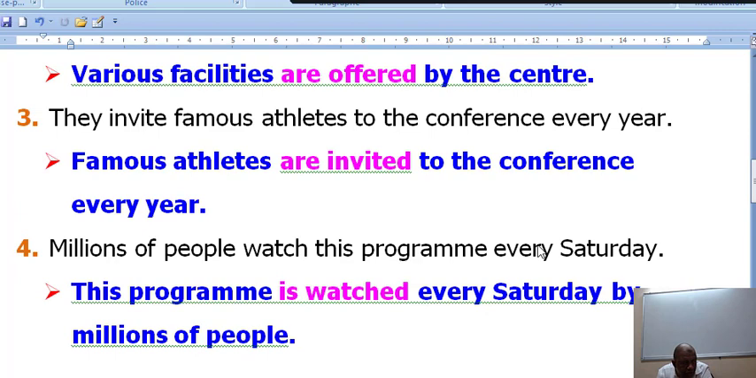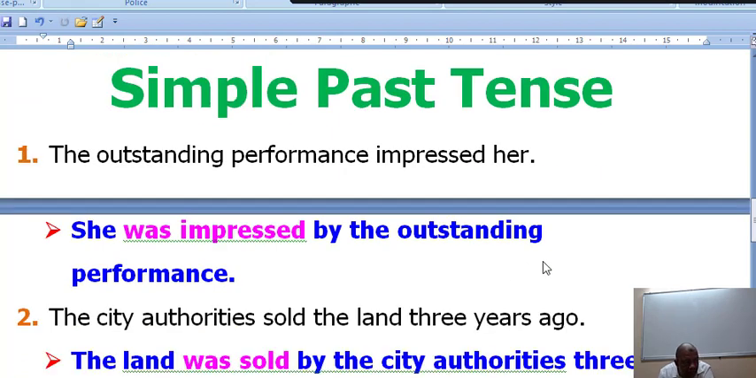Number 4: millions of people watch this program every Saturday. This program, this is the complement, it is singular, therefore we bring is. We should not use are. So this program is, watch becomes past participle, watched. And we continue this sentence till the end, every Saturday. And we use here by millions of people. Either you write it or you don't write it, no problem. So the rule that I have given is the same that I have applied to the 4 examples in front of you. And now we move to simple past tense.